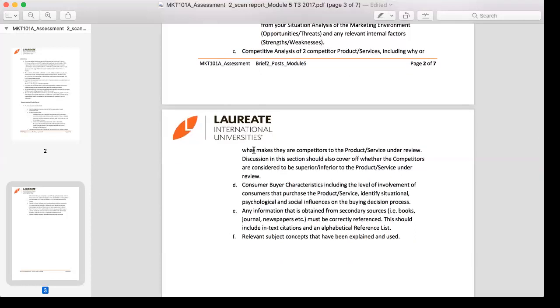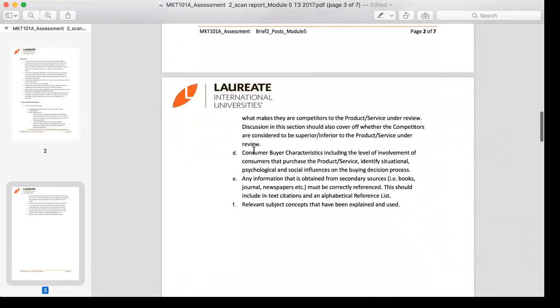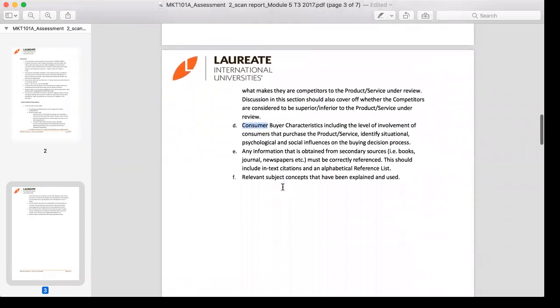I'm going to push you back, unless you can argue that they are a monopoly holder, like Sydney Water or Sydney Train, for instance. Then yes, you don't have competitors in that kind of category. All right, the next one is consumer buyer characteristics, which is not in module 1.